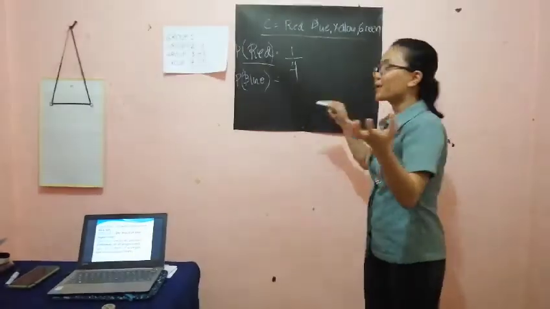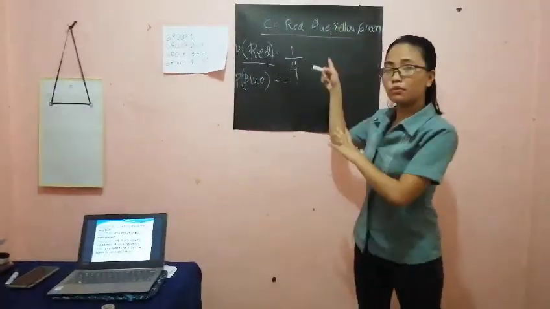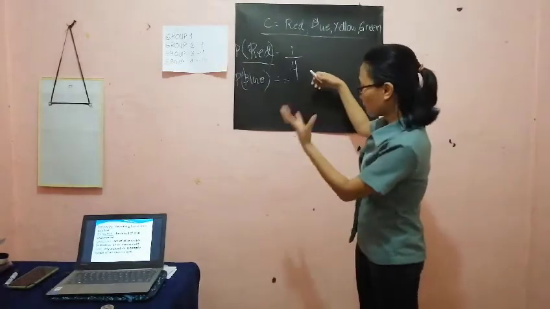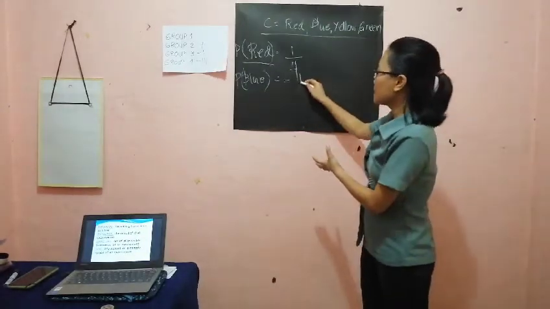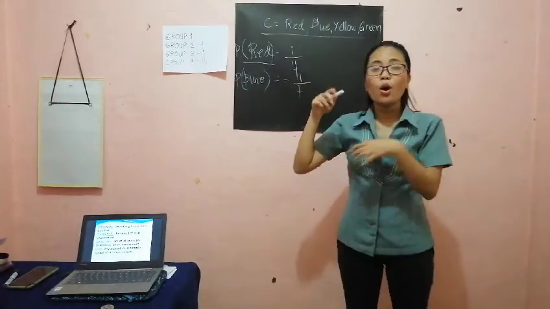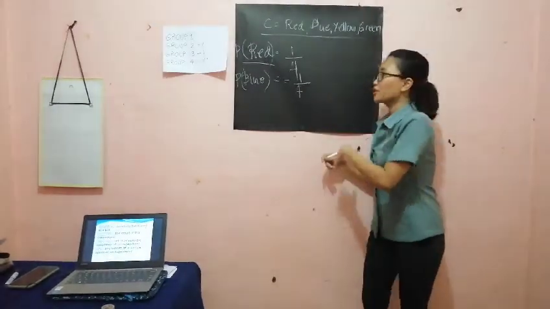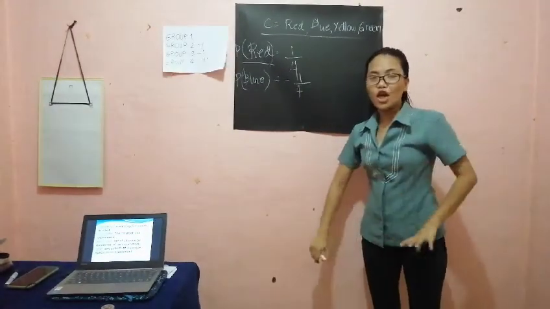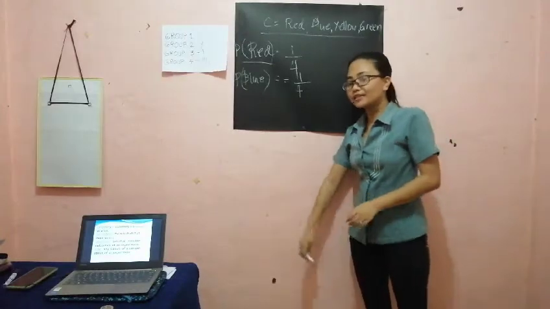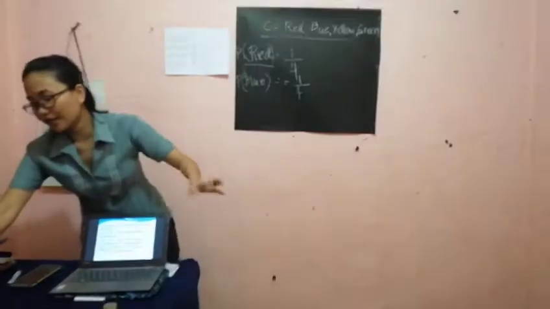Yes, Jewel. Okay, very good. Since we have one blue out of 4 colors, the probability of color blue is equal to 1/4. Always remember that fractions should always be in lowest terms. Did you understand, class? Okay, let's have another example.